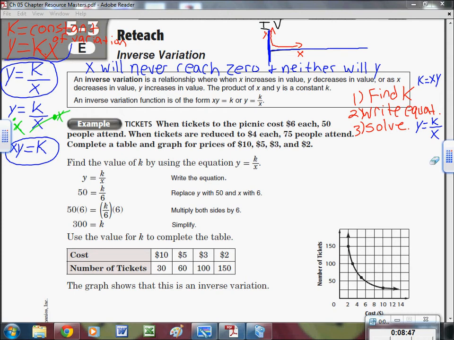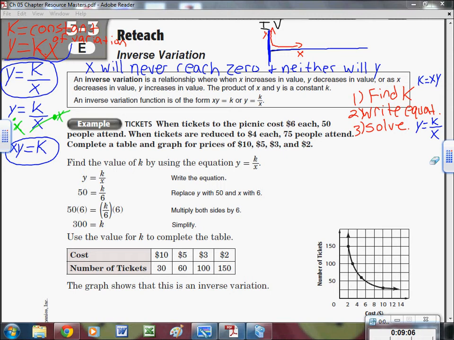Now let's look at example 1. That was a long explanation, but I want to make sure you knew the difference between inverse variation and direct variation. In direct variation, there was some constant rate of change, meaning it was a straight line because it always went up or down by the same amount. That's not going to be the case with inverse variation. There will not be a constant rate of change.